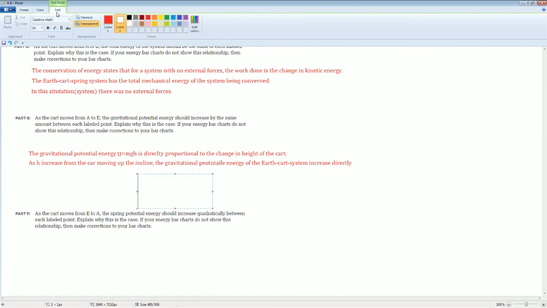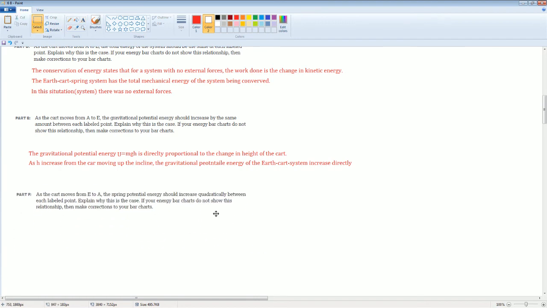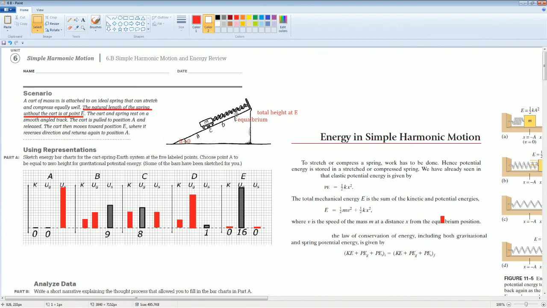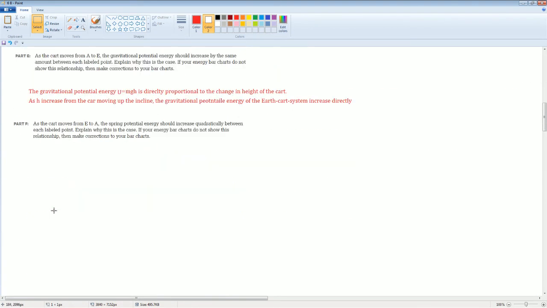Okay. Let's look at part F here. As the cart moves from E to A, where's E? From E to A. So that's the equilibrium, right? So it goes from gravitational potential all the way to spring potential. Okay. The spring potential should increase quadratically between each point. Explain why. In this case, if your energy bar does not show this relationship, make the correction.